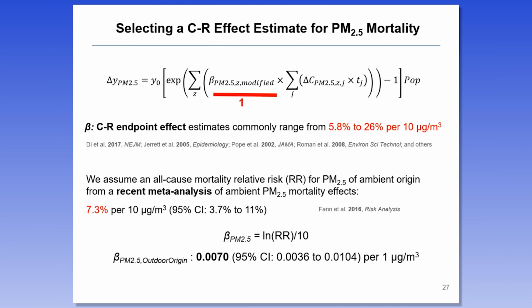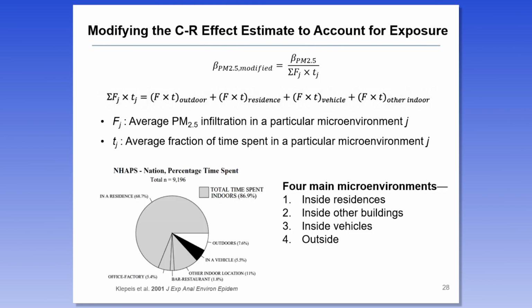We got that number for relative risk, and then from that, we got the beta value using this equation that you can see here. We found the beta value for outdoor origin particles equal to 0.007 per 1 microgram per meter cube. And this was the same value that we used for indoor generated particles as well.